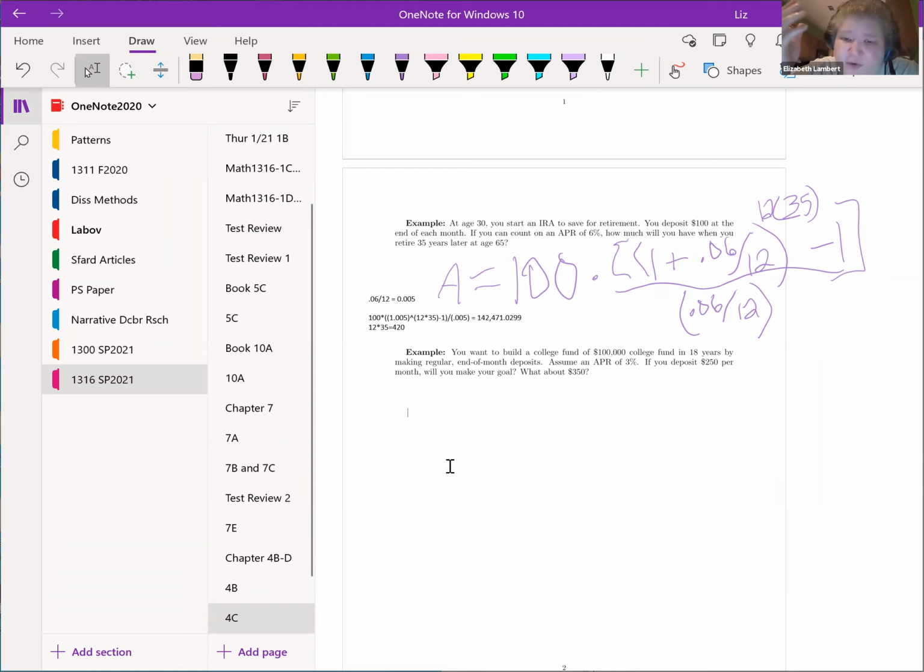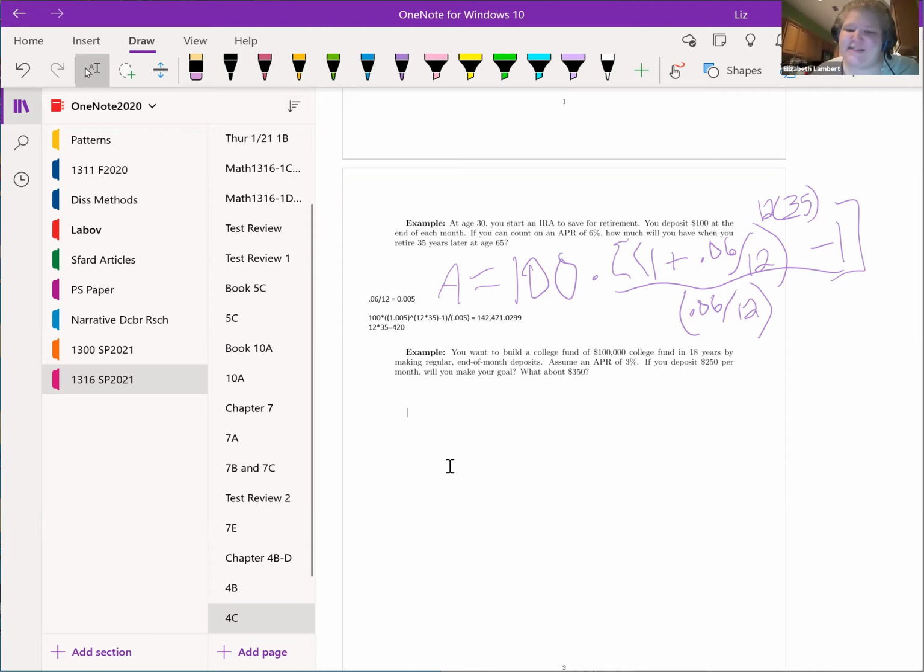So we want to build a college fund of $100,000 in 18 years by making regular end-of-month deposits. There's something about end of month with savings plans, like whatever's in there at the end of the month is what gets accrued on at the beginning of the month, like the next day. That's why it's going to keep saying that, but otherwise, meh. Assume an APR of now 3%, but we're depositing more, $250 per month. Will you make your goal? What about 350? I'm going to bet the answer to the first one's no, because they said, what about 350?